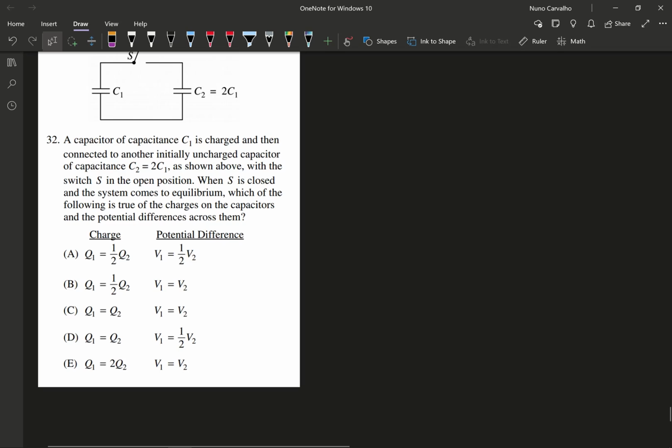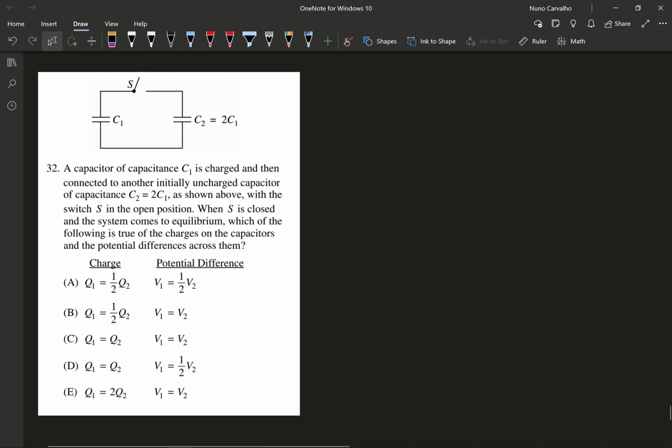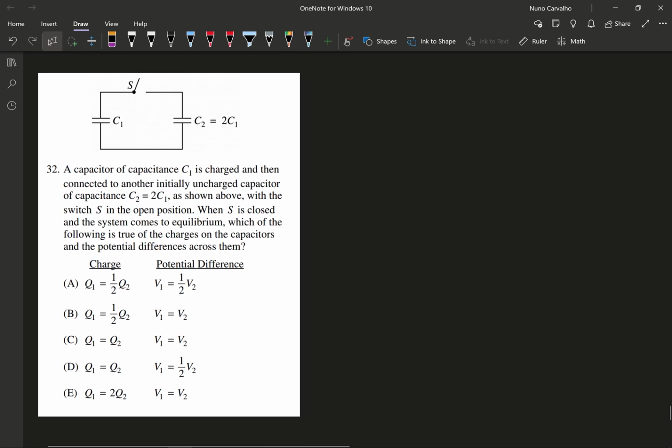Number 32: a capacitor of capacitance C1 is charged and then connected to another initially uncharged capacitor of capacitance C2, which is 2 times C1, as shown above, with the switch S in the open position. When S is closed and the system comes to equilibrium, which of the following is true of the charges on the capacitors and the potential differences across them? So we're given here a peculiar circuit that we're not used to seeing, and we might be thinking, are these capacitors in series or are they in parallel?